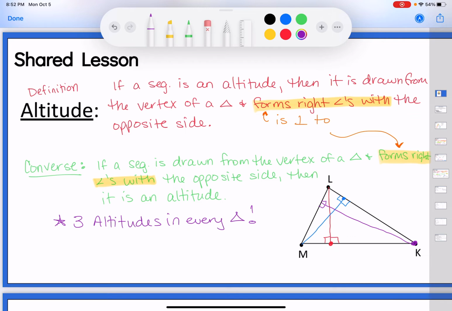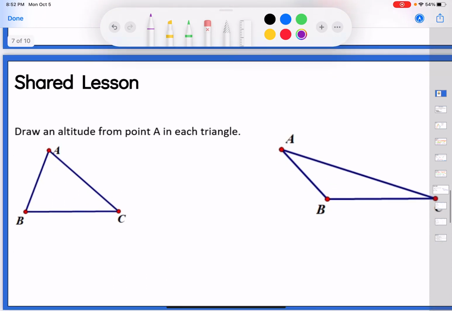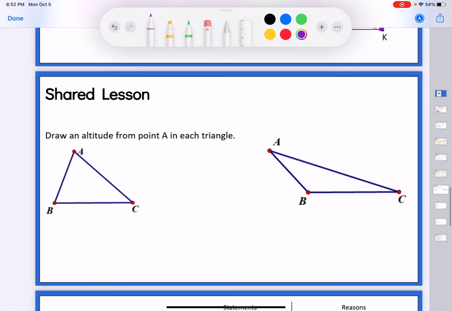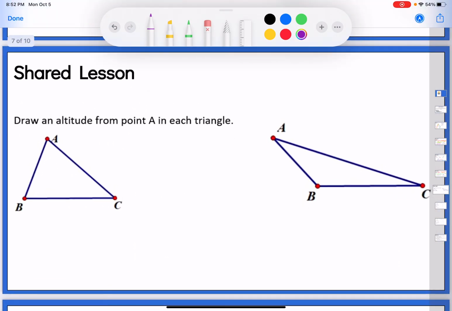But on this one, since I have to form a right angle with the opposite side, we do have some interesting situations. So I'm going to actually move down to the next problems here where we're going to practice drawing in altitudes. So on these two, it just says to draw an altitude from point A. So draw the altitude from vertex A in each triangle. Why don't you go ahead and take a shot at it?